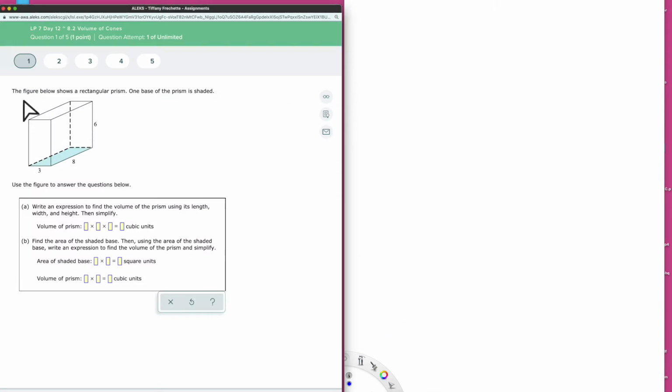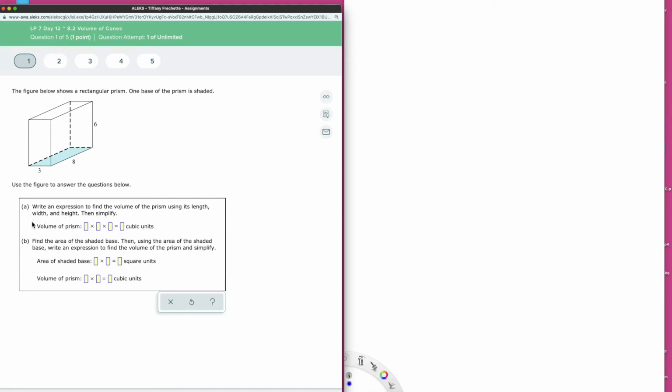So with this one, it says the figure below shows a rectangular prism and one base of the prism is shaded. So we can see that, right? The bottom here is shaded. We can also see some figures. So I can see that the bottom has a length of 3 and a width of 8, and the entire prism has a height of 6. So it wants us to write an expansion to find the volume of the prism using its length, width, and height, and then simplify.